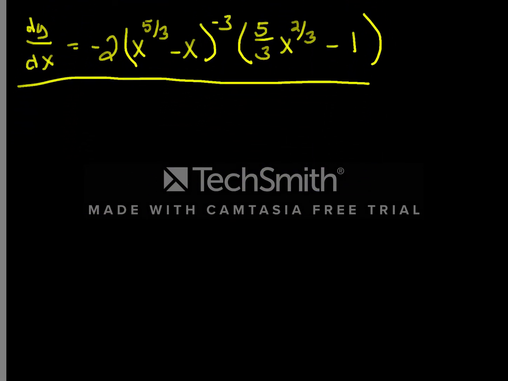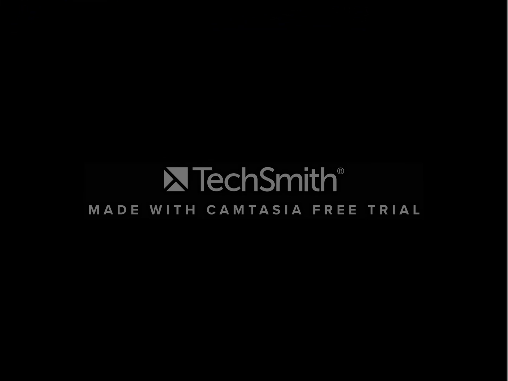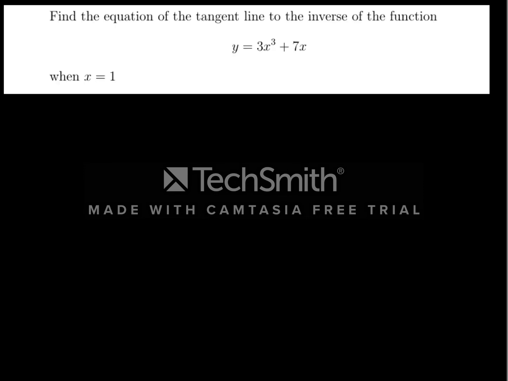And in this final example, I want to show how we can find the equation for the tangent line to the inverse of a function. So we've got the equation y equals 3x cubed plus 7x, which we could graph and look at. But I want the equation of the tangent line to the inverse of this function, right? Not to y equals 3x cubed plus 7x, but if I had its inverse, if I knew what it looked like, what would that look like when x equals 1? So, right, so I can more clearly write this out.